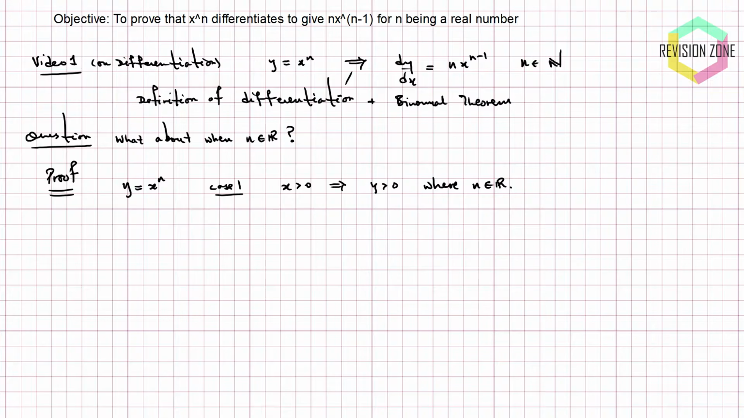So now, since I have x and y both being positive, I can come to this function and take logs of both sides. Let me take the natural log of the left-hand side and the natural log of the right-hand side. And this is, of course, well defined for n being any real number.